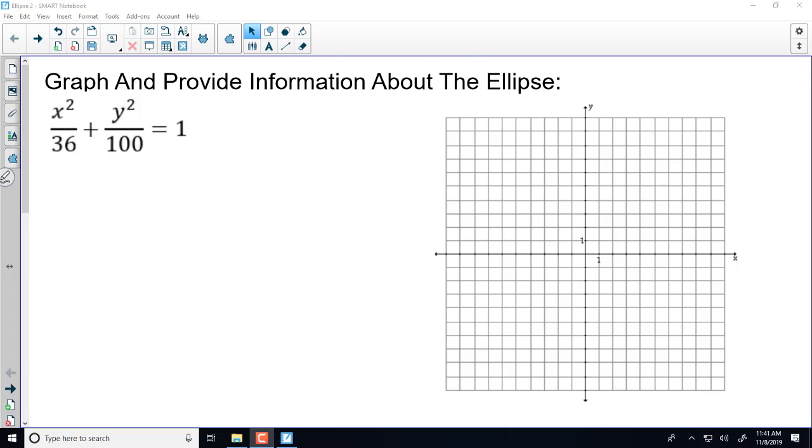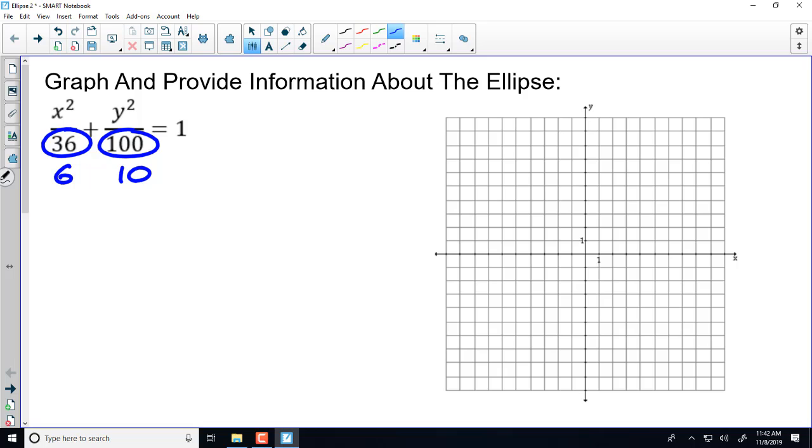So I start by looking at the numbers underneath the x squared and the y squared and taking their square roots, 6 and 10. The square root of the number under x squared tells you how far to move left and right from center, and the square root of the number under y squared tells you how far to move up and down from center to get the intercepts of your ellipse.